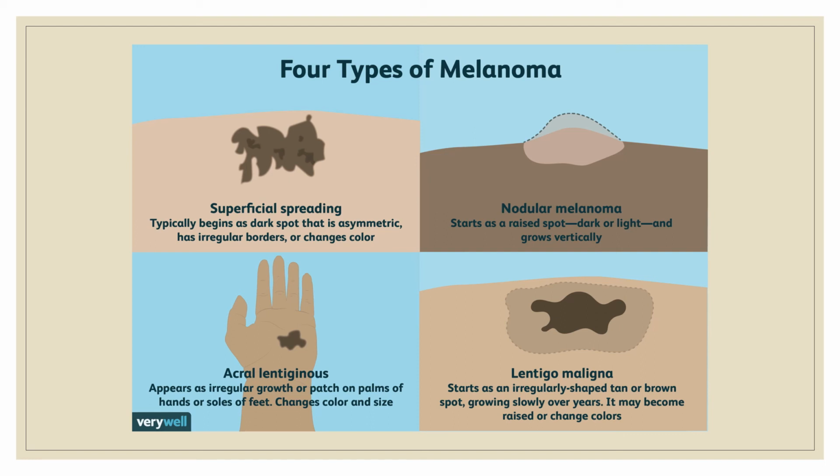There's acral lentiginous. This appears as an irregular growth or a patch, and these are actually on the palms of the hands and soles of the feet. They also change color and size. Then there's lentigo maligna, and this starts as a regularly shaped tan or brown spot. It grows slowly over years. It may become raised or change color. So this is a more slow-growing melanoma.